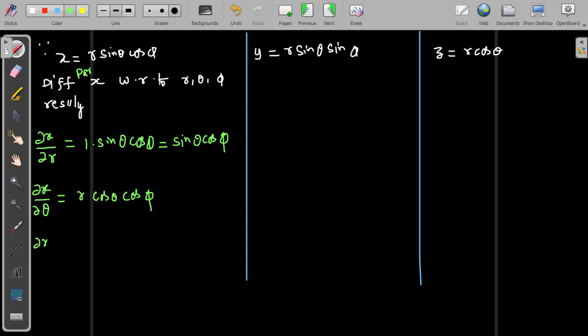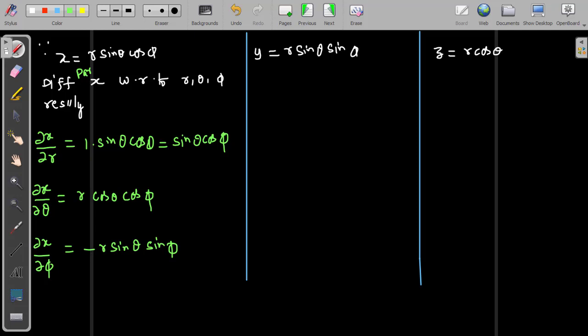Now dou x by dou phi. What does it mean? Differentiating x with respect to phi by keeping r and sine theta constant. Only the derivative of cos phi matters, which is minus sine phi. You will get minus r sine theta sine phi. That's what I have written here. Now the three derivatives are finished.